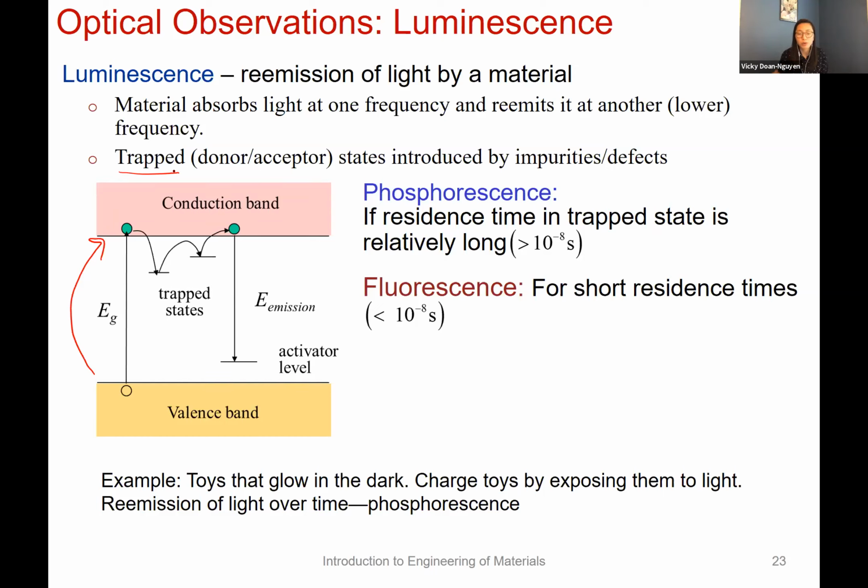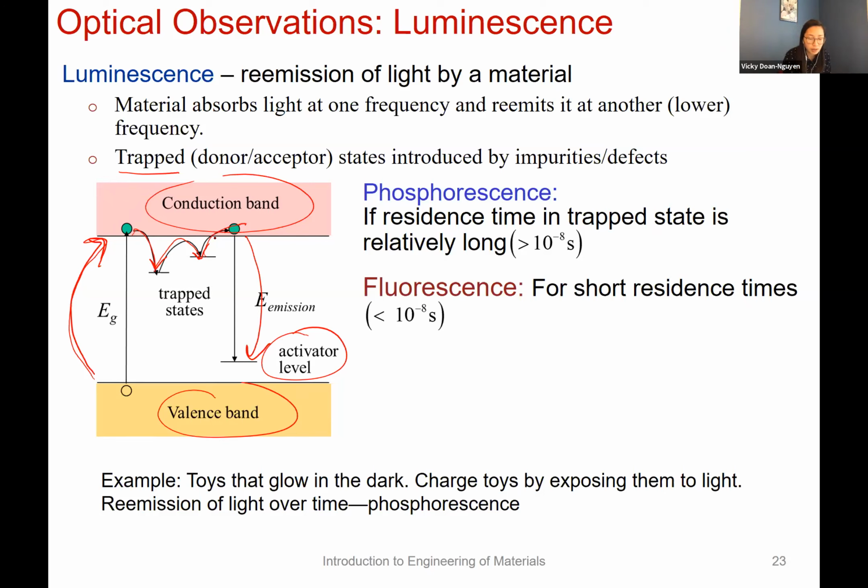That means there are some trap states. There are some donor acceptor states in between the valence band and the conduction band. And so here you could see an excited electron going from the valence band to the conduction band. It can go into a trap state here. It can then be excited up here. It can go back to the conduction band, and then it can now re-emit, through some complicated process, go down to this other level.